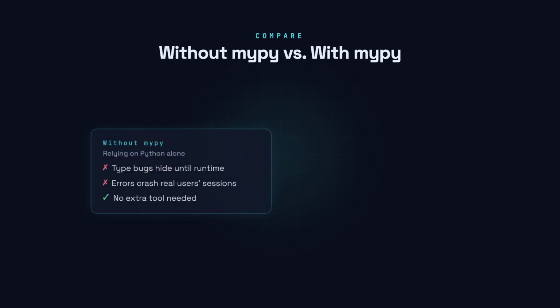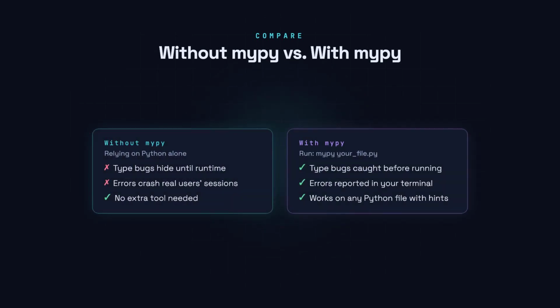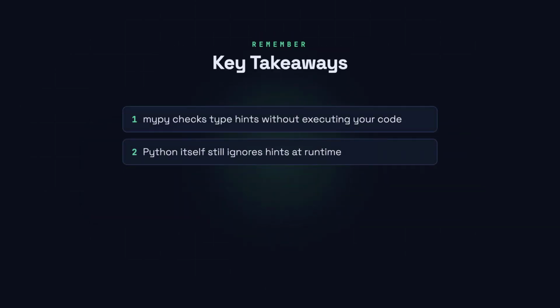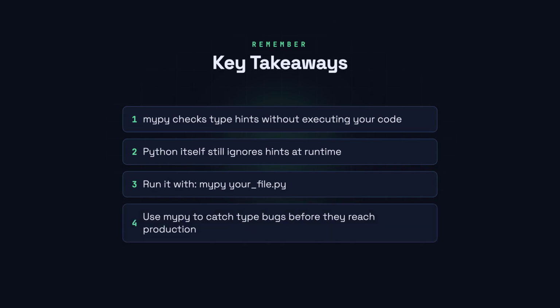Without mypy, you only learn about type mistakes when your program crashes. With mypy, you run one command and see every mismatch instantly before any user is affected. mypy is your safety net for type hints. Python won't enforce them, but mypy will. Just run mypy on your file and let it find the problems before your users do.